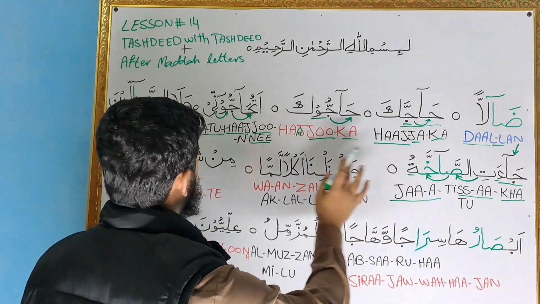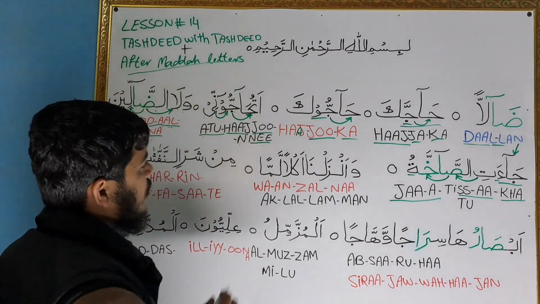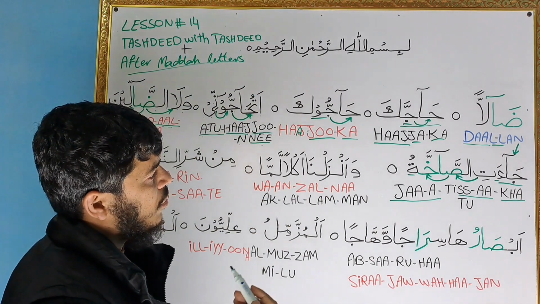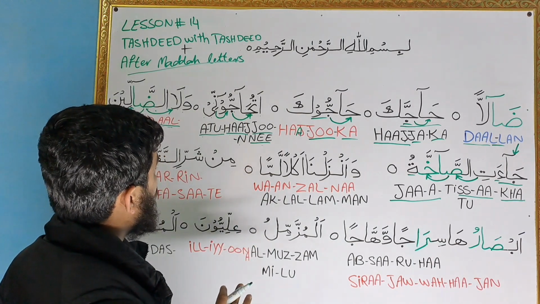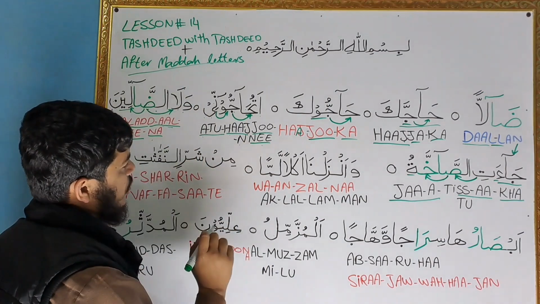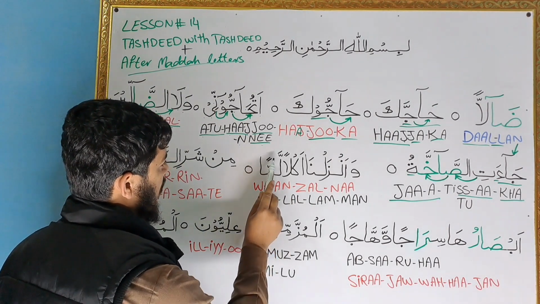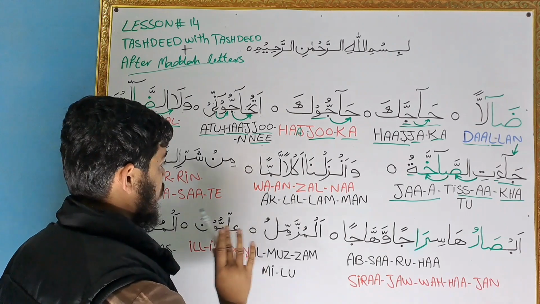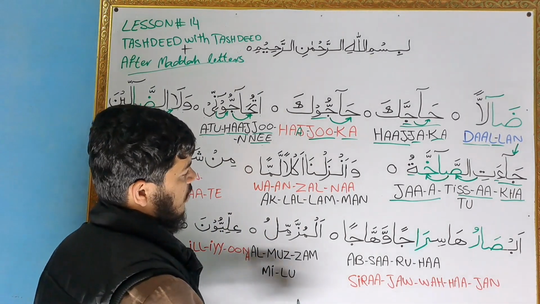Now these words were about the madda letters after TASHDEED sign, or you can say TASHDEED sign after madda letters. Now we are going to discuss the words with TASHDEED with TASHDEED. So you can see after that, this is TASHDEED sign, this is TASHDEED sign. Two TASHDEED signs are coming together. So how do we read that type of words?